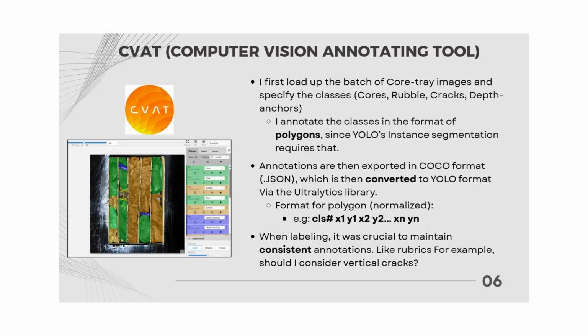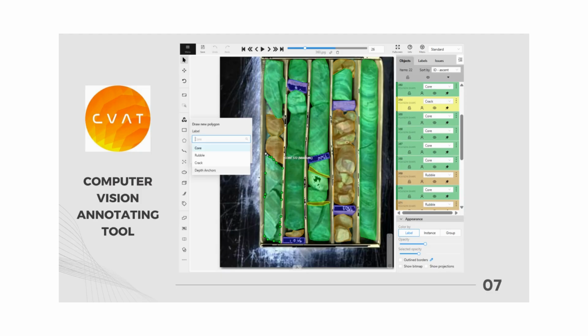Something important that I've realized is when labeling, it is very crucial to maintain consistency. And so I implemented a rubric. So, for example, if I had a case where there were vertical cracks, I would fall back to my rubric, which was, will this affect depth registration? And here is a close-up image of the interface of the tool I used.